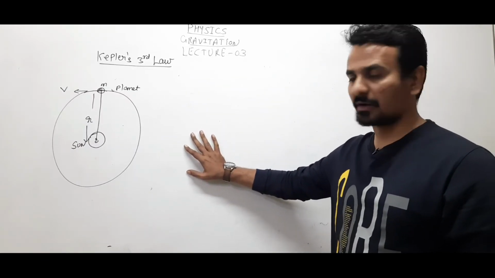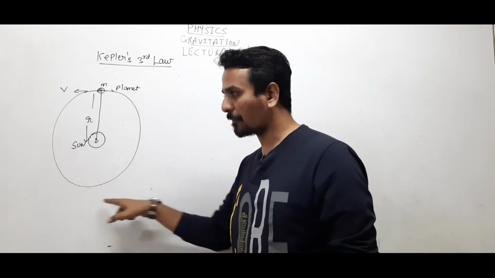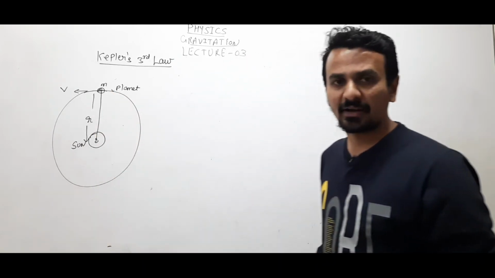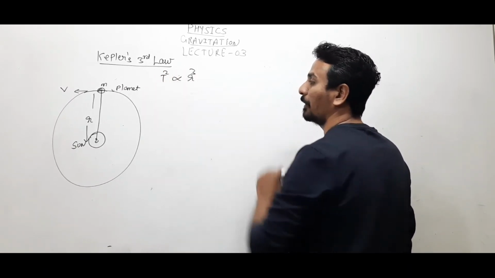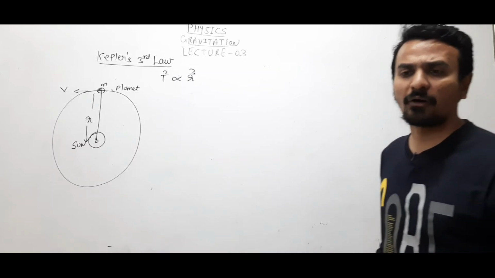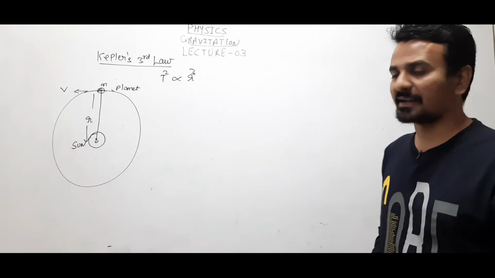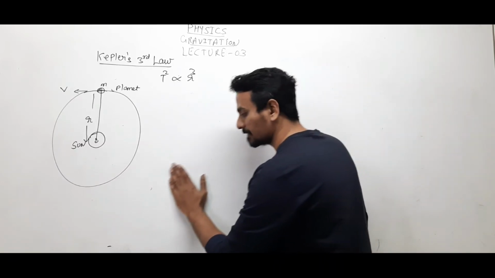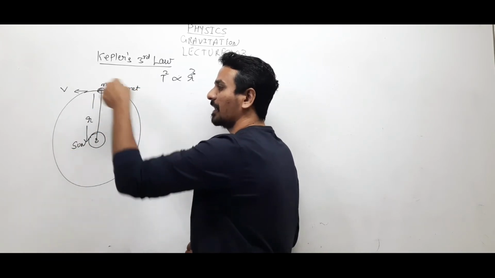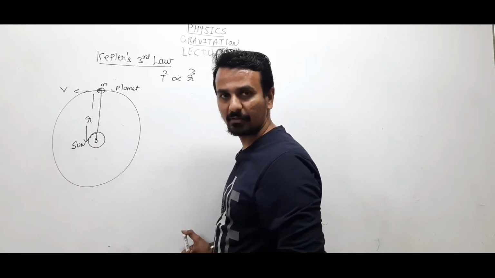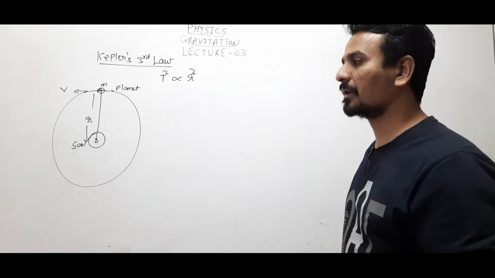According to the third law of Kepler, for a planet revolving around the sun in a circular orbit, the square of the time period is proportional to the cube of the distance between them, or you can say the cube of the semi-major axis. Once again, the time taken by the planet to complete one revolution is known as the time period.